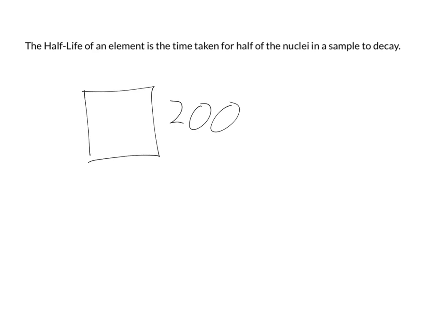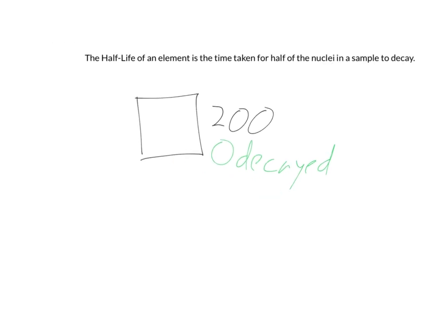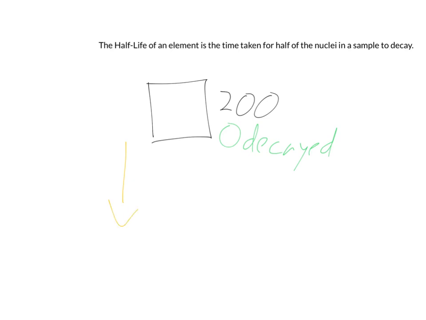and 0 of them have decayed, and let's say it has a half-life of 3 hours. So after 3 hours, half of those nuclei will have decayed. So there'll be 100 that are left undecayed, and there'll be 100 that are decayed.